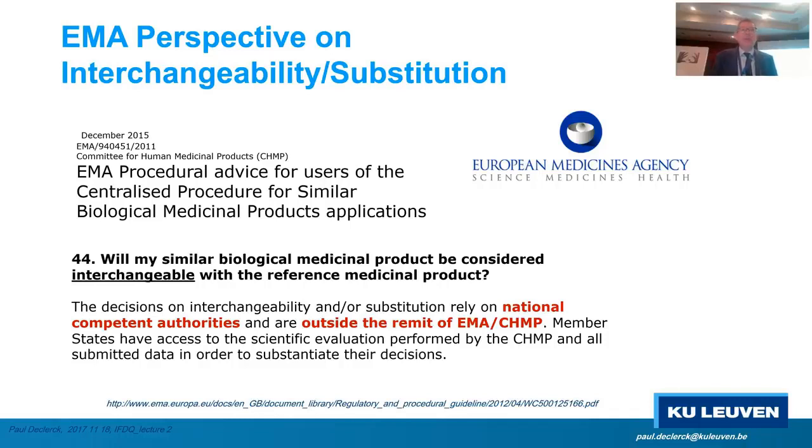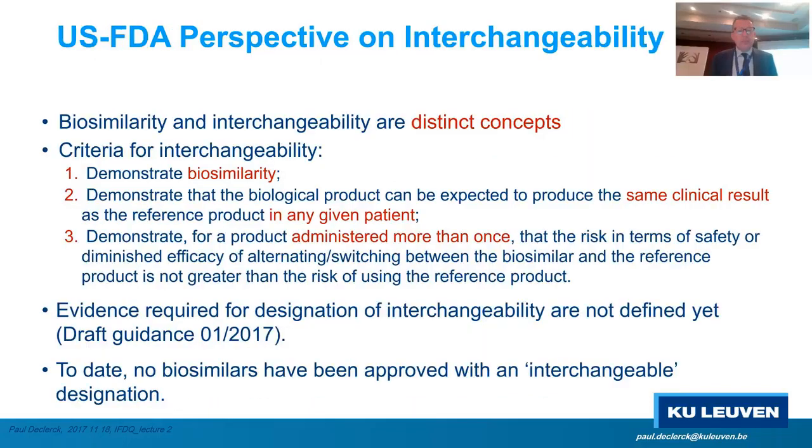So each country in Europe decides for themselves. But as I mentioned, it's a property of a drug, so to me it's not a matter of deciding by individual competent authorities. In the US, they take the more scientific approach, and they make a clear distinction between biosimilarity and interchangeability. Interchangeability is a step higher, a standard higher than biosimilarity. So once you have demonstrated biosimilarity, you may decide to try to demonstrate interchangeability.